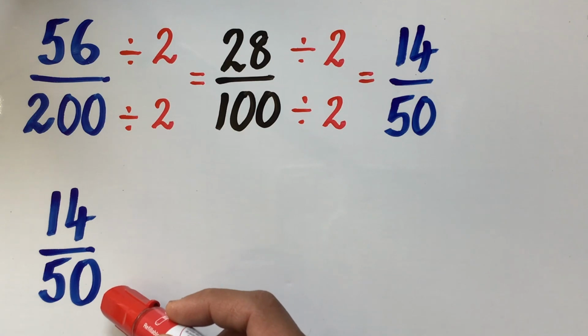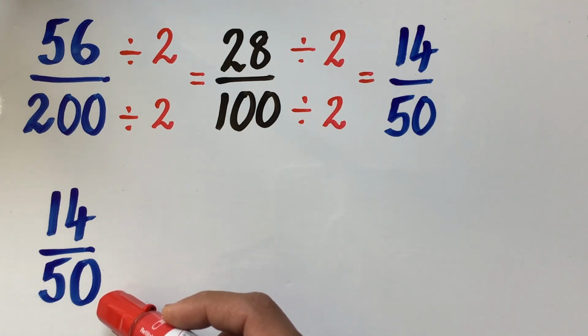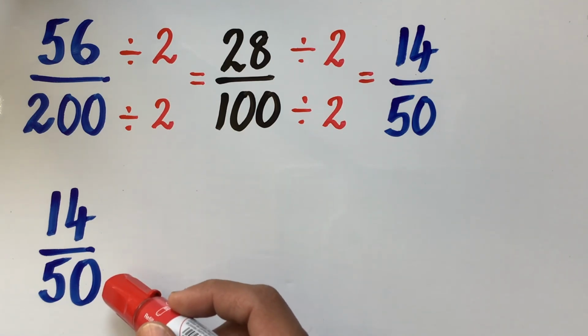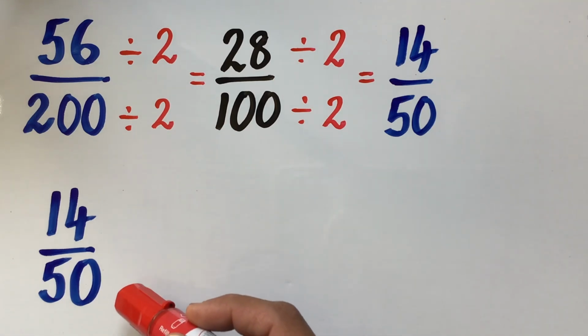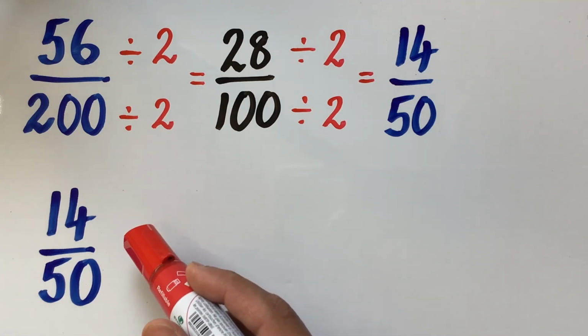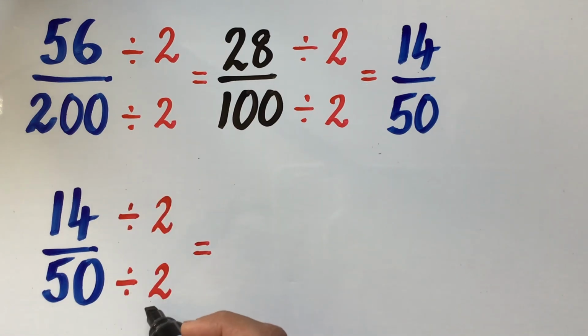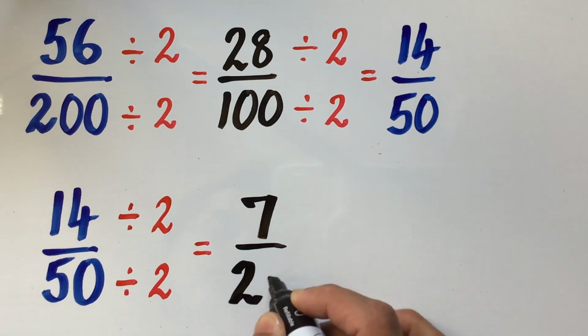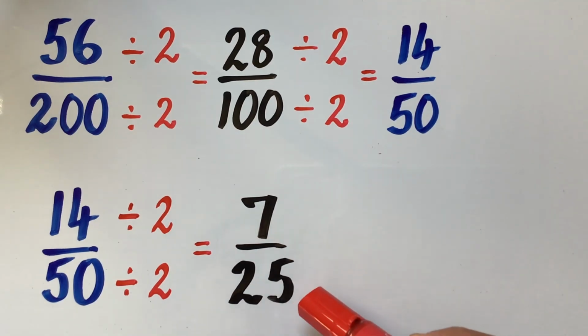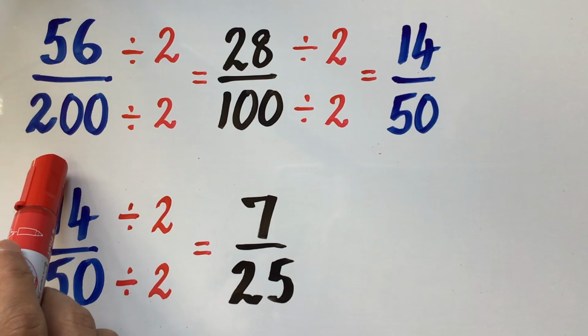However, 14 over 50 is still not in the simplified form for the fact that the numerator and the denominator still have common factors other than 1. Again, since both these numbers are even, we will continue to divide this fraction by 2. Now when we divide this fraction by 2, we get a new fraction 7 over 25. And since the only common factor between 7 and 25 is 1, we can say that 7 over 25 is the simplified form of 56 over 200.